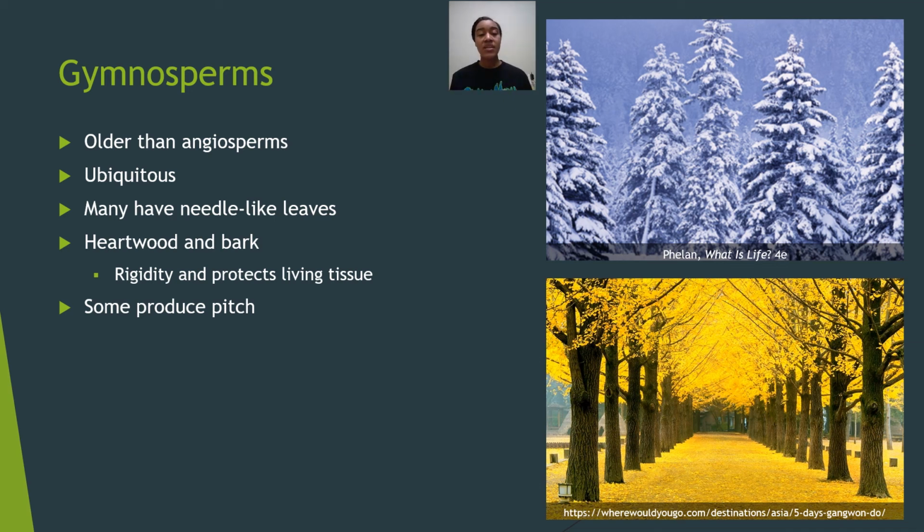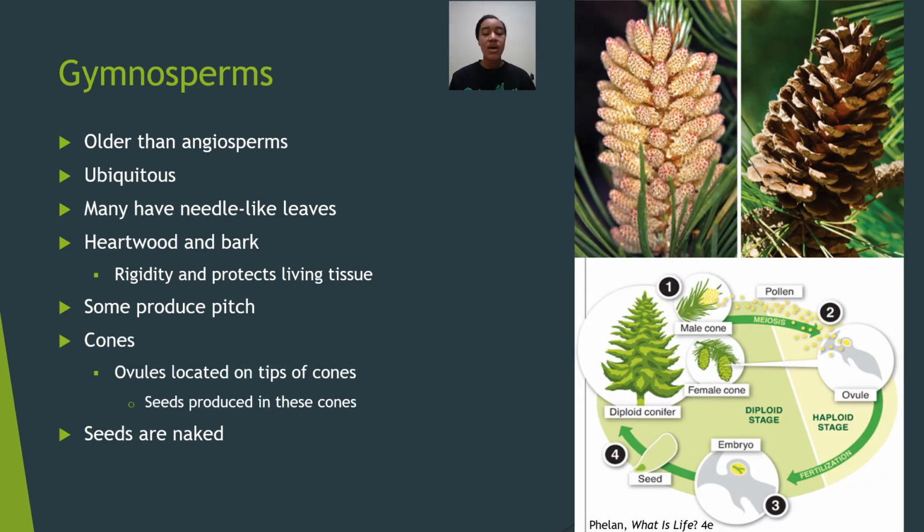So they need these rigid woody elements in their tissues to keep them from tipping over, or to allow them to grow as tall and resist gravity. Some produce pitch or sap. Maple syrup comes from a gymnosperm. And like I mentioned, these are the common characteristics.